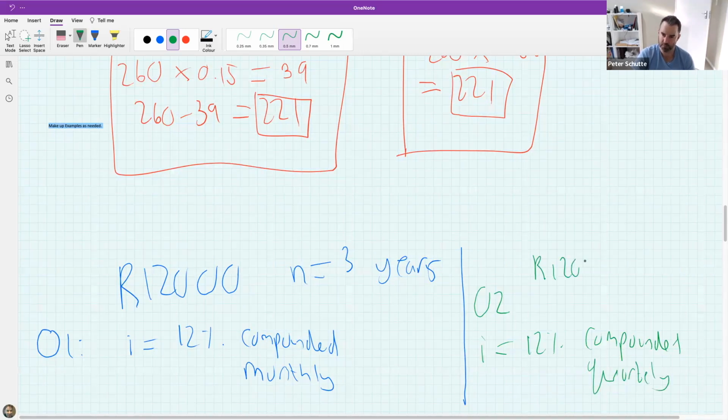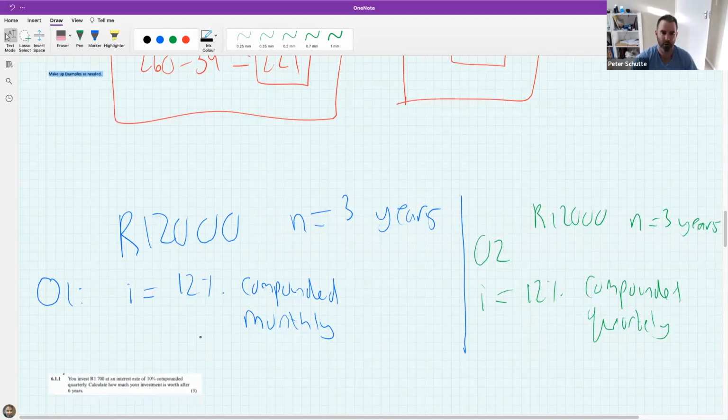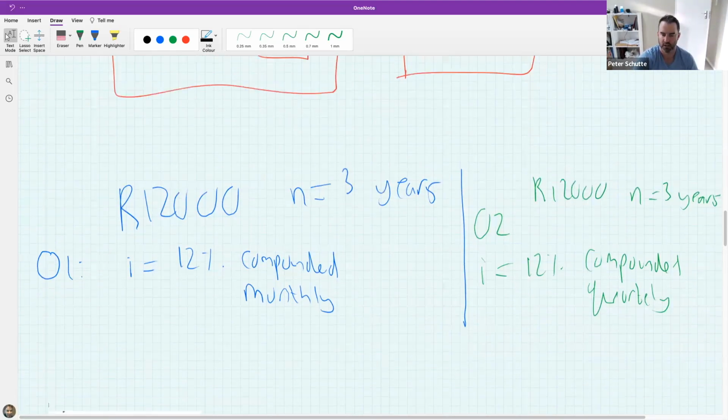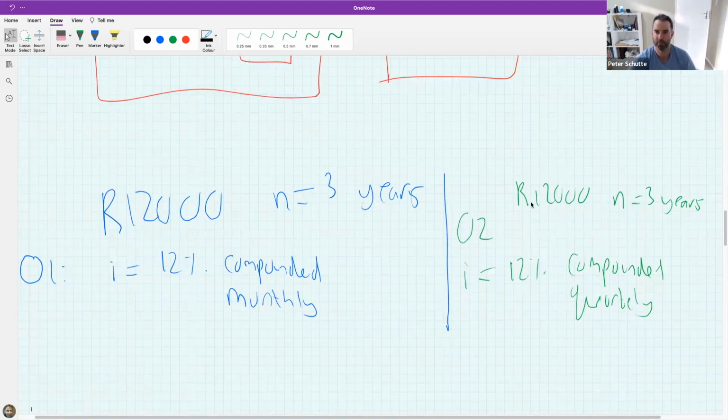So I'll put the information here. So N is 3 years. I want you to work out how much money you end up with in option one and how much money you end up with in option two. And just ask for clarification if you're unsure about what I'm asking. There's two situations. You start with 12,000 Rand. You have 3 years to grow the money. But the one is compounded monthly. The other one is compounded quarterly. I want you to work out how much ends up in each account.